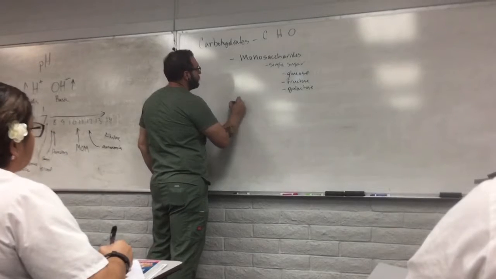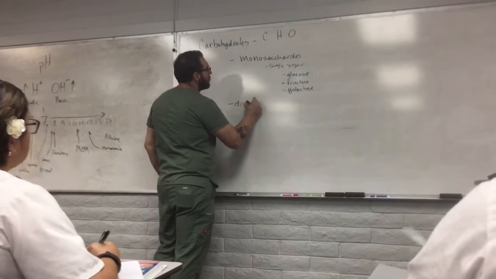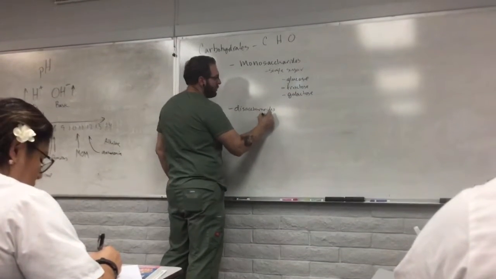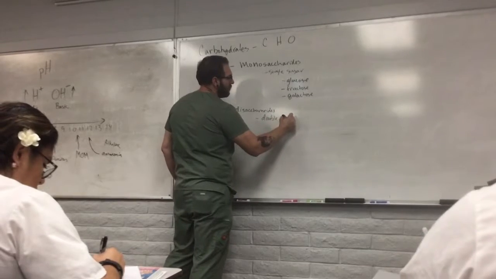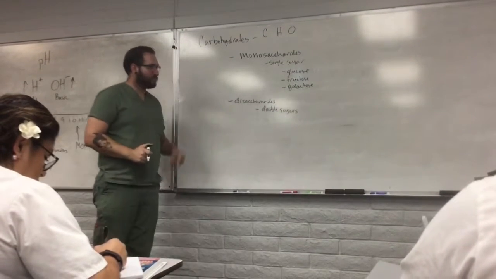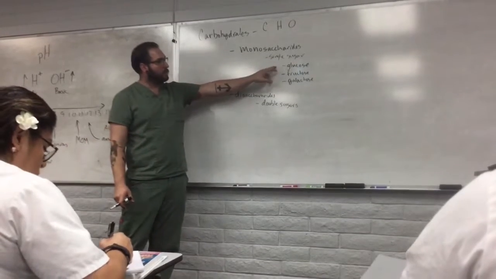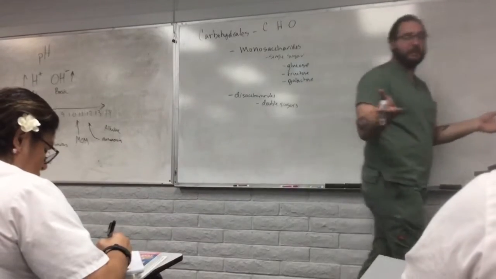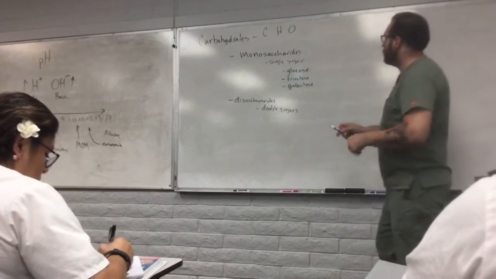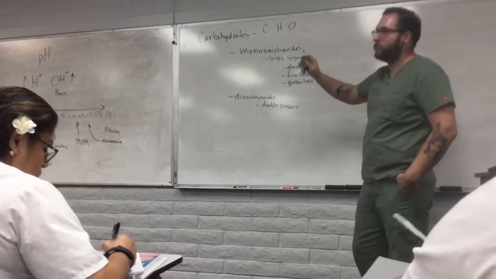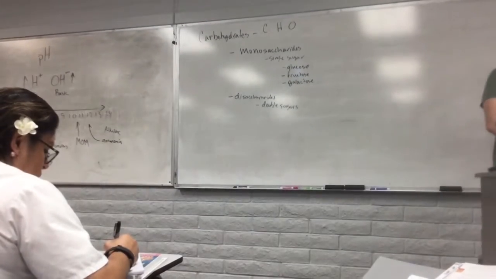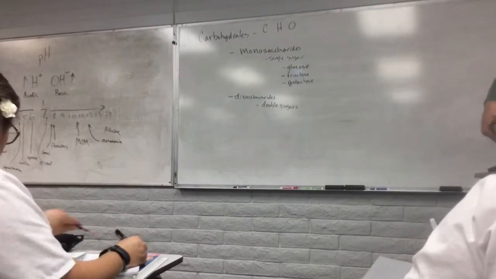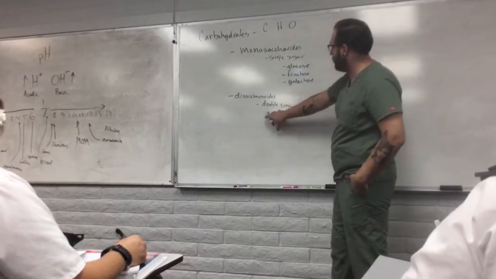You have your disaccharides, which are double sugars. You have glucose and fructose, which make sucrose molecules, which is just plain table sugar. You have glucose and galactose, which is lactose. All these bond together to make the double sugars.